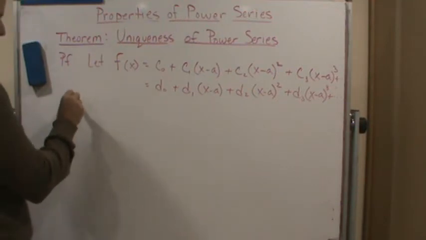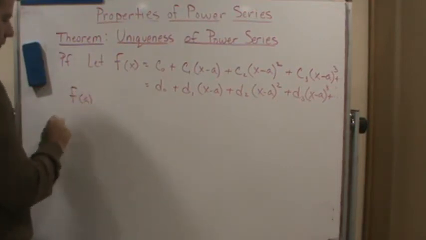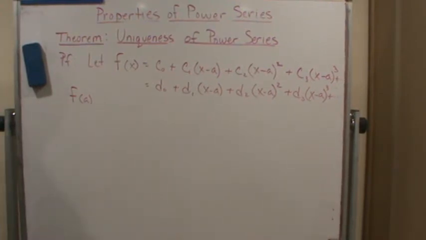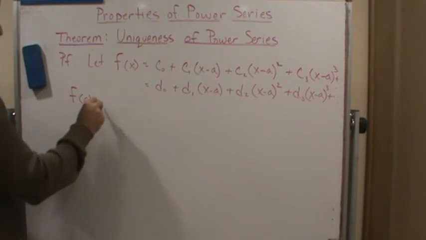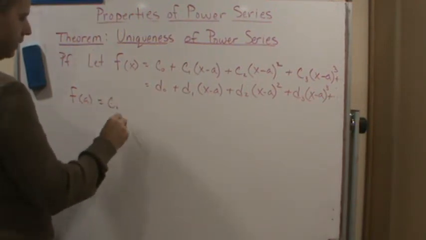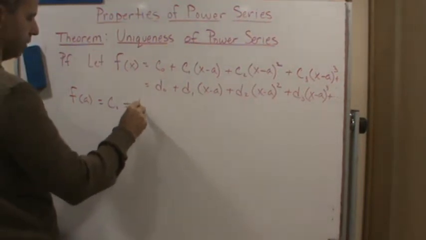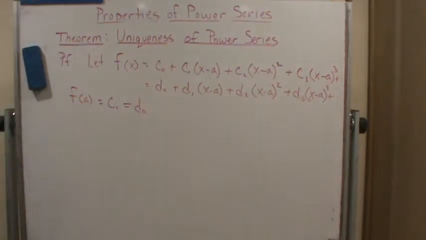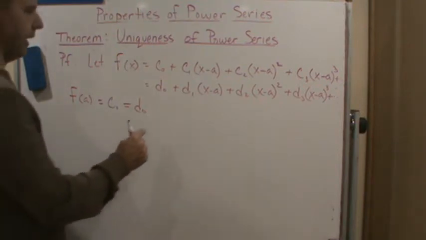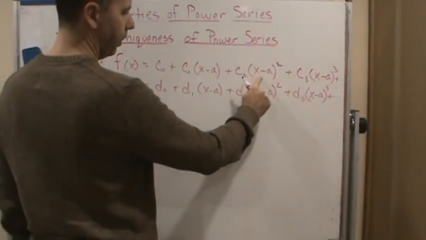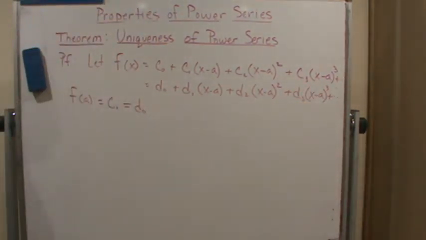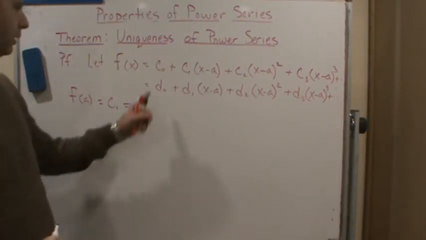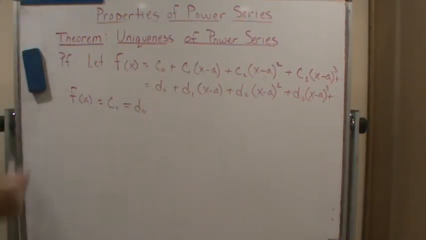Well, if I take f of a, what happens? f of a equals c sub 0, which equals d sub 0. Why? Because at x equals a, all of the terms that involve x minus a go to 0, and all we're left with is the first two constant terms. Okay, so there's one.